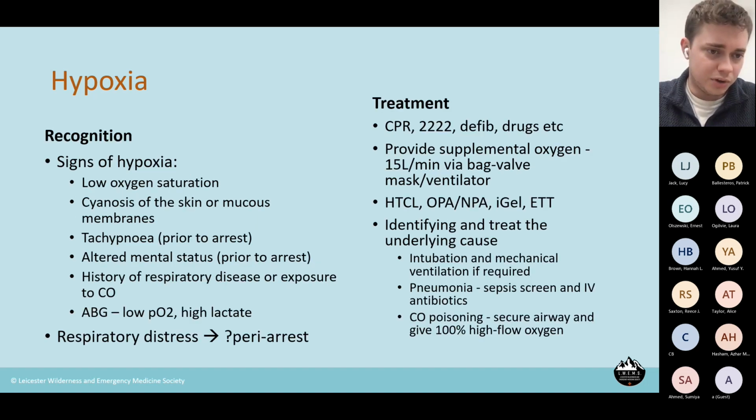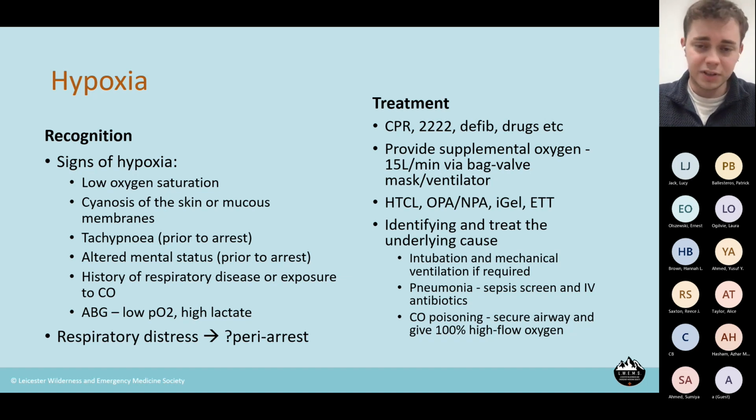So with hypoxia, you want to look out for low oxygen saturations primarily, cyanosis of the skin and the mucous membranes, tachypnea, so prior to arrest they'll be breathing very quickly, and altered mental status prior to arrest as well. If they've got any history of a respiratory problem or exposure to carbon monoxide, for example, and on their ABG, you might see a low partial pressure of oxygen and high lactate from the anaerobic respiration going on in their body due to the hypoxia.